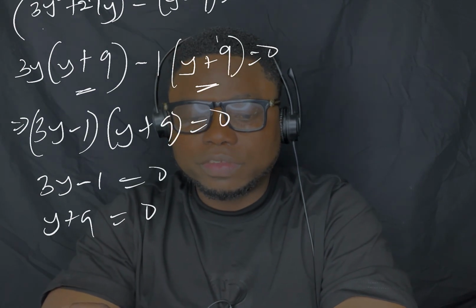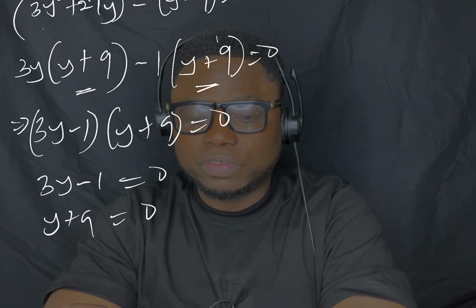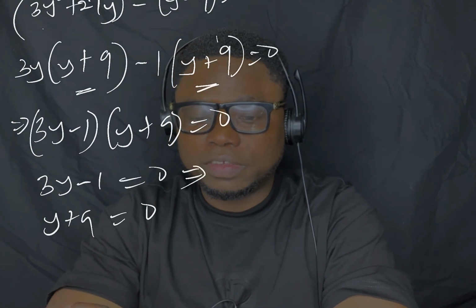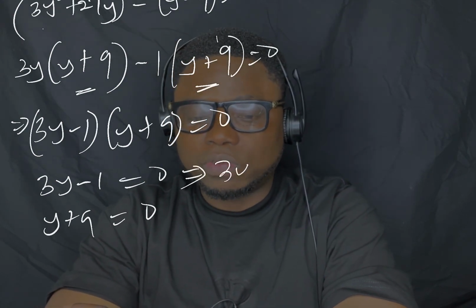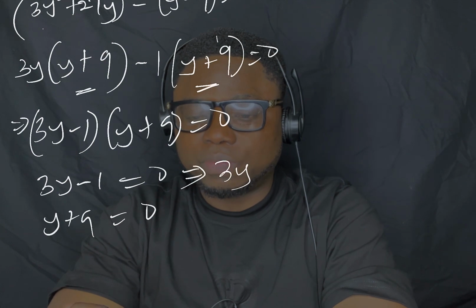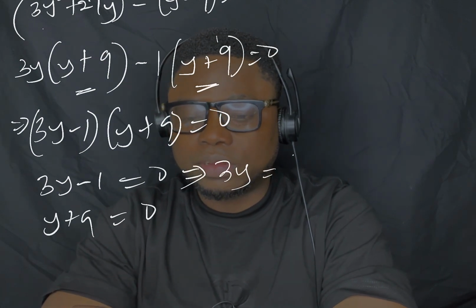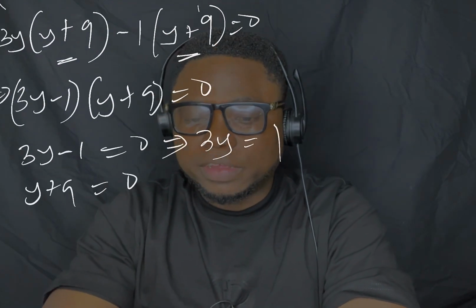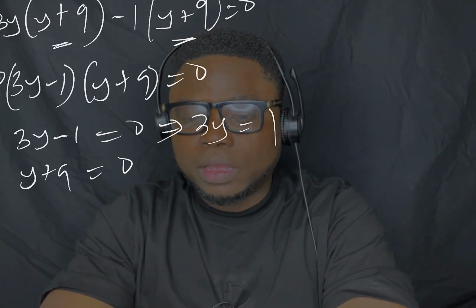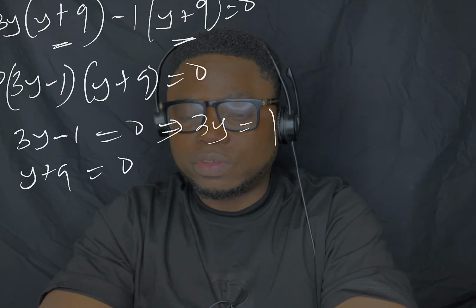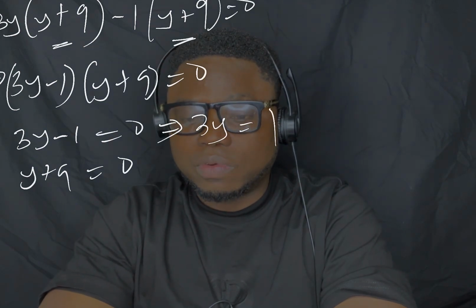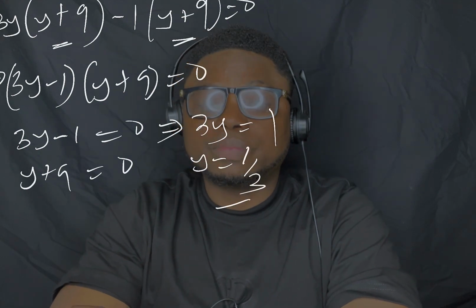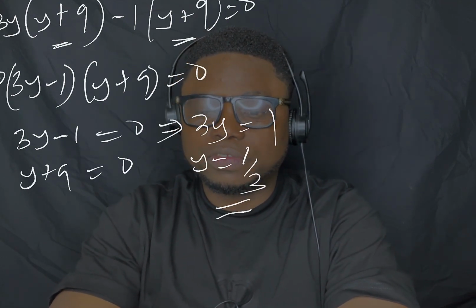So in the first equation, which is 3y minus 1 is equal to 0, I'm going to make y the subject of the formula. And this is 3y. Minus 1 will cross over to the right hand side to become plus. So it's going to be 1. So finding the value of y, that is going to be dividing across with the coefficient of y. That is going to be y is equal to 1 over 3, for this first equation.